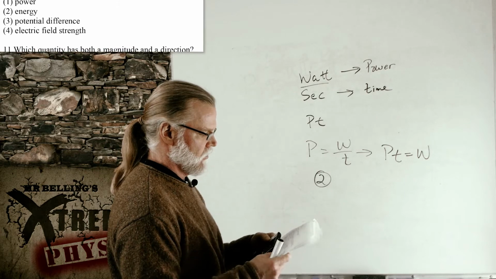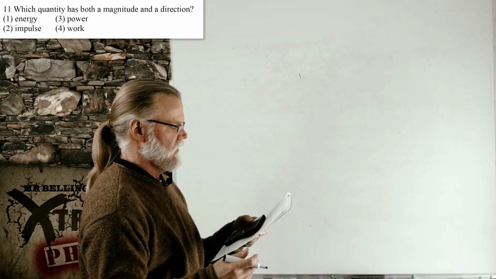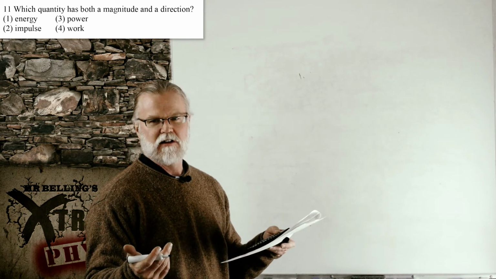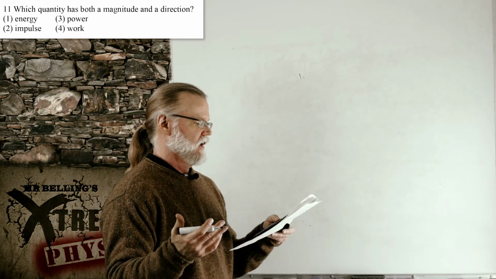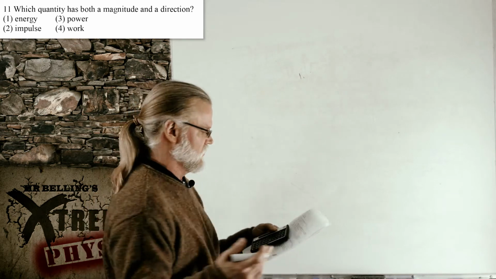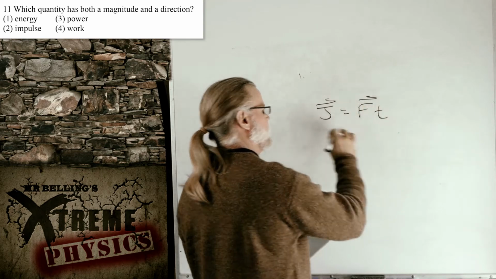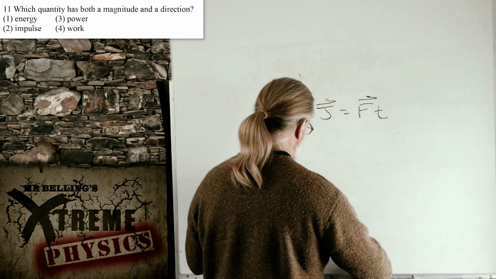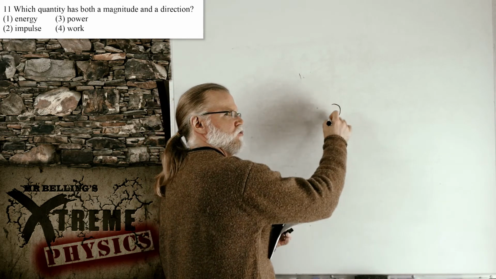Which quantity has both magnitude and direction? So we're looking for vectors. The only one in there, energy is not a vector. Work isn't. I mean, energy is a scalar, right? That's what makes it nice and easy to work with. It's a scalar. So energy, work, and power is energy divided by time. So that's a scalar too. Impulse. Impulse is a vector. And the direction of the impulse is in the direction of the net force on the object. All right. So the answer there was impulse. Choice 2.